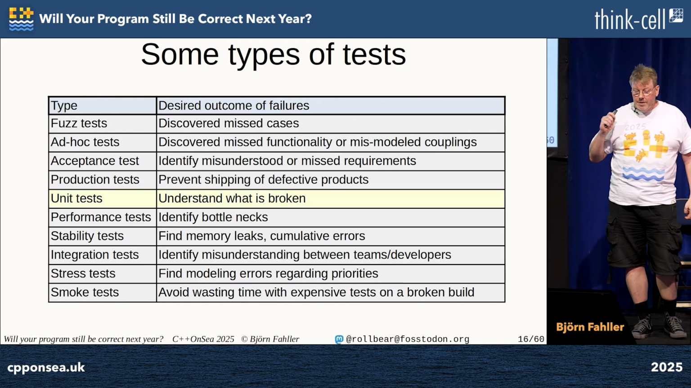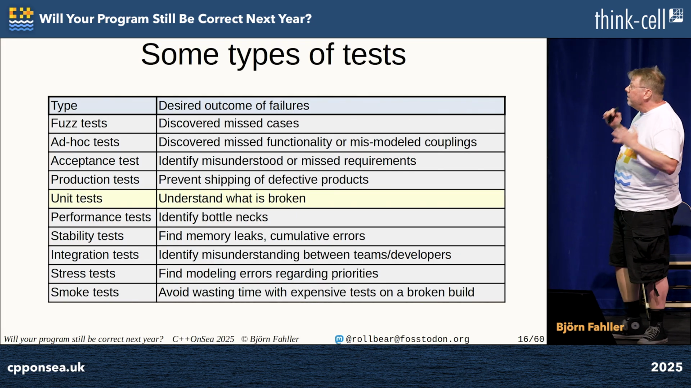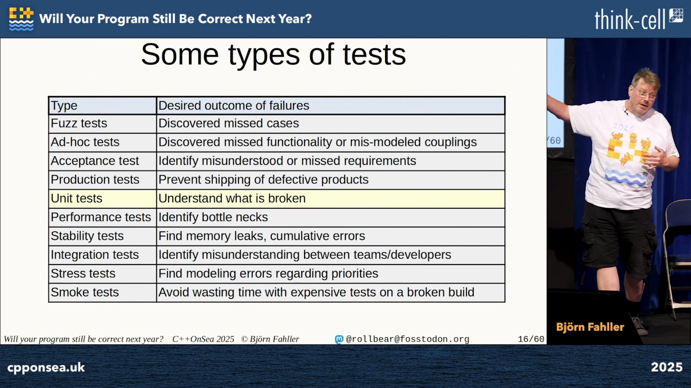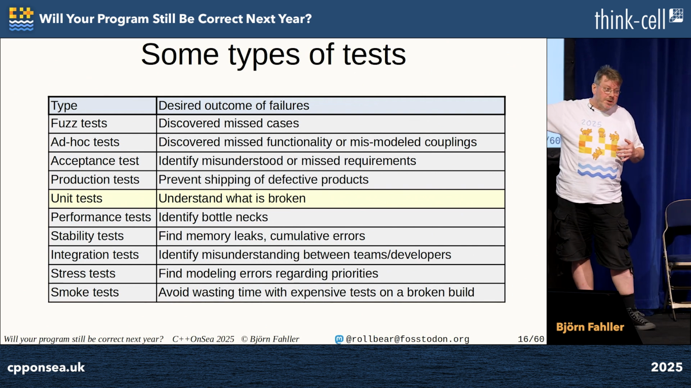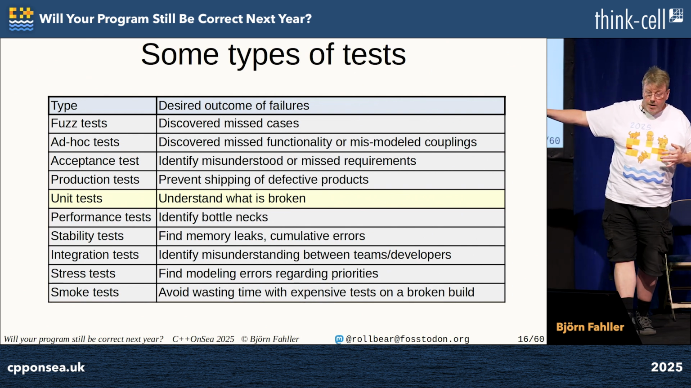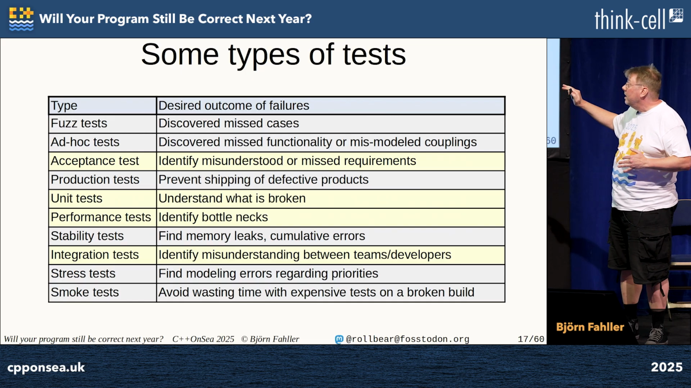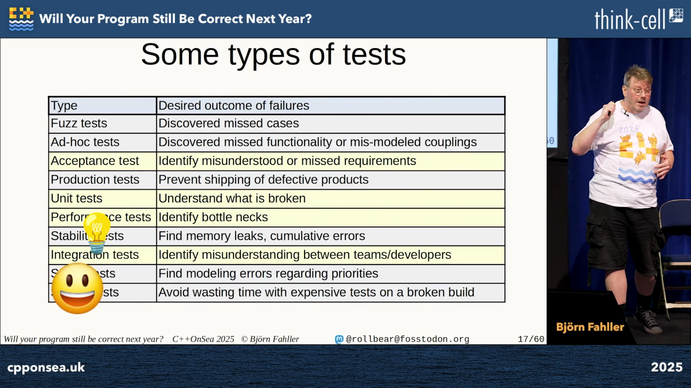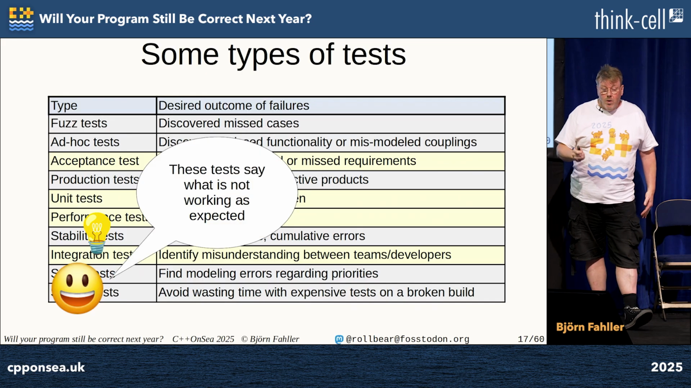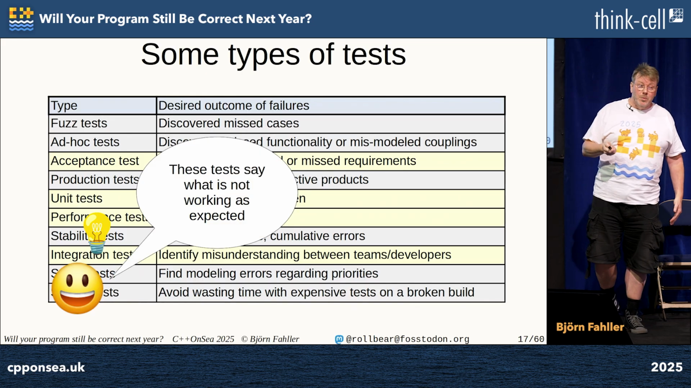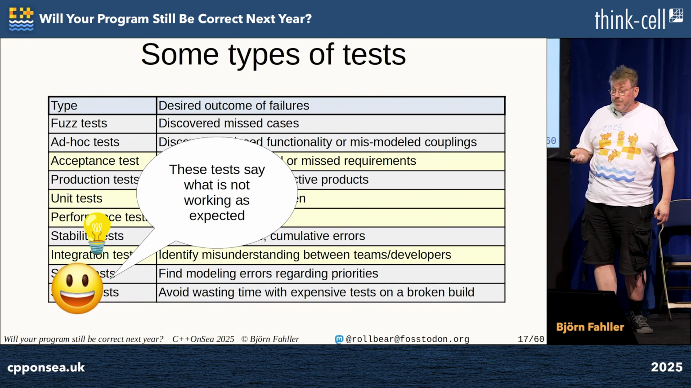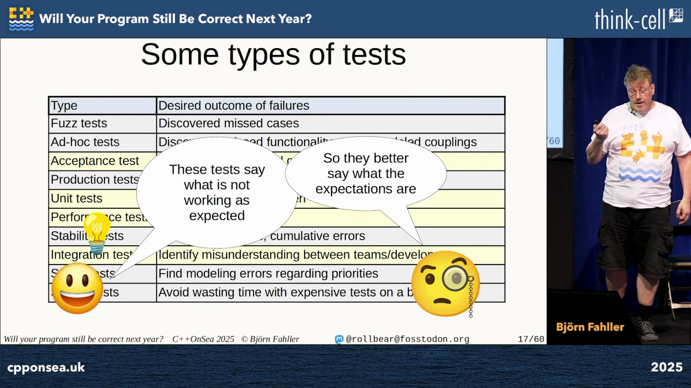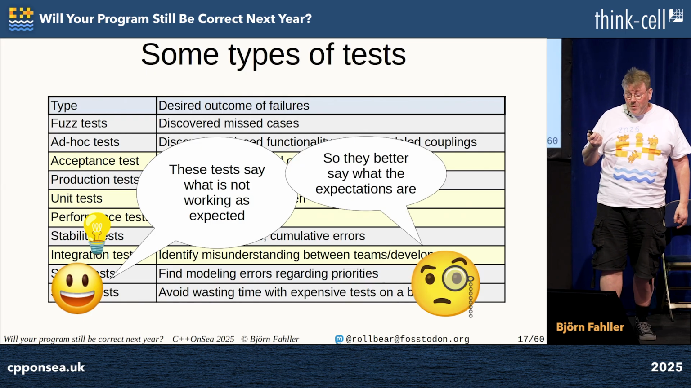So there are some similarities. I'm primarily focusing on unit tests in this talk, but much of what I say is applicable also to these tests, because there is something common between all of these. They all say what is not working as expected. So they pretty much have to say what the expectations are, don't they?